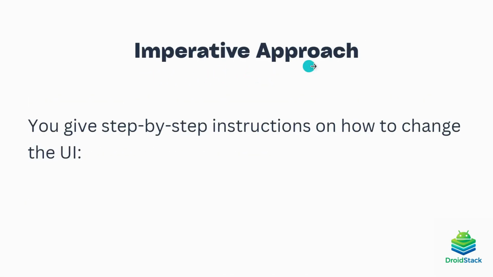Before declarative UI, Android followed something called the imperative approach. In the imperative approach, you give step-by-step instructions to the system on how to change the UI. You control everything manually: when to update, how to update, and what to update.